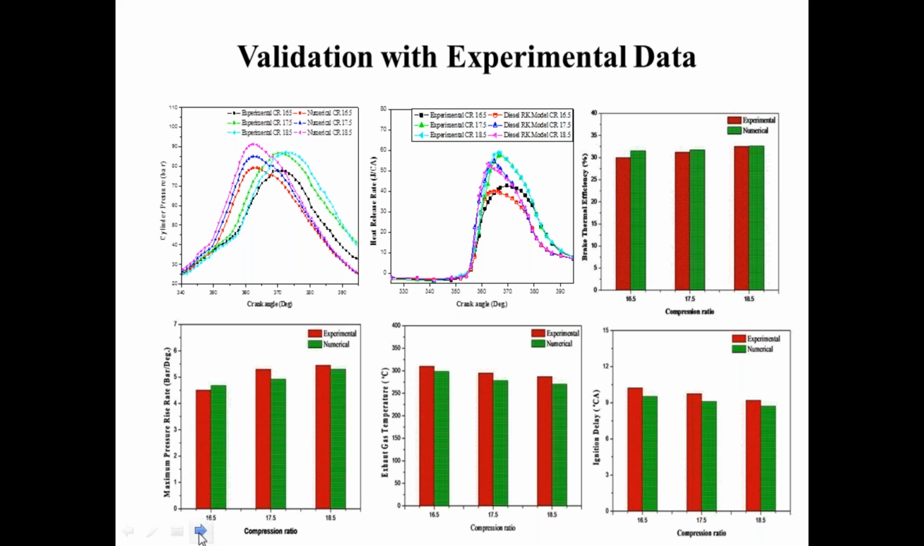I am taking the engine speed as 1500 rpm, which is constant, and different engine loads also: 20%, 40%, 60%, 80% and 100%. The nozzle opening pressure is 220 bar, which is also constant, and the last one is the advanced injection timing, that is 23-degree crank angle before TDC, BTDC.